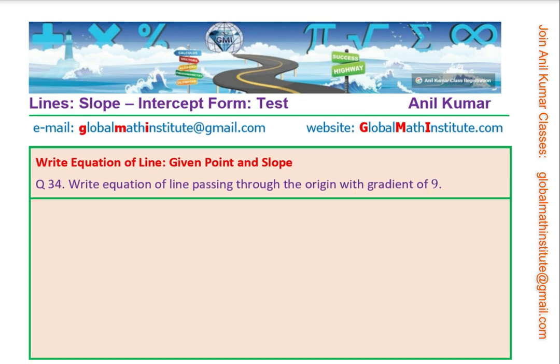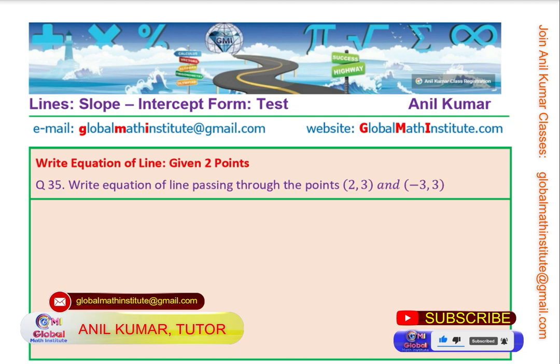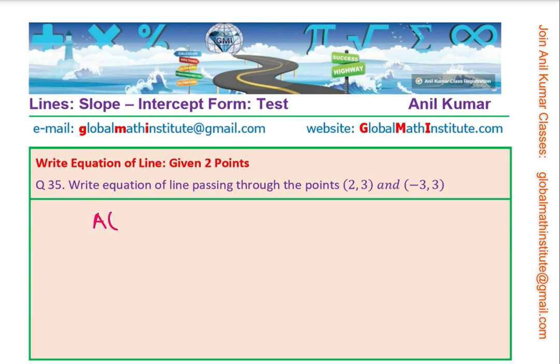Let's move on. Take the next question, which is: write the equation of a line passing through the origin, which means (0, 0), with gradient of 9. So it goes through the point O, which is (0, 0), and has a gradient of 9. So it's a direct variation. So y equals 9x, correct? Question 35. Write the equation of a line passing through the points given to us. Let's call them A and B. So A is given to us as (2, 3), and B is given to us as (-3, 3).